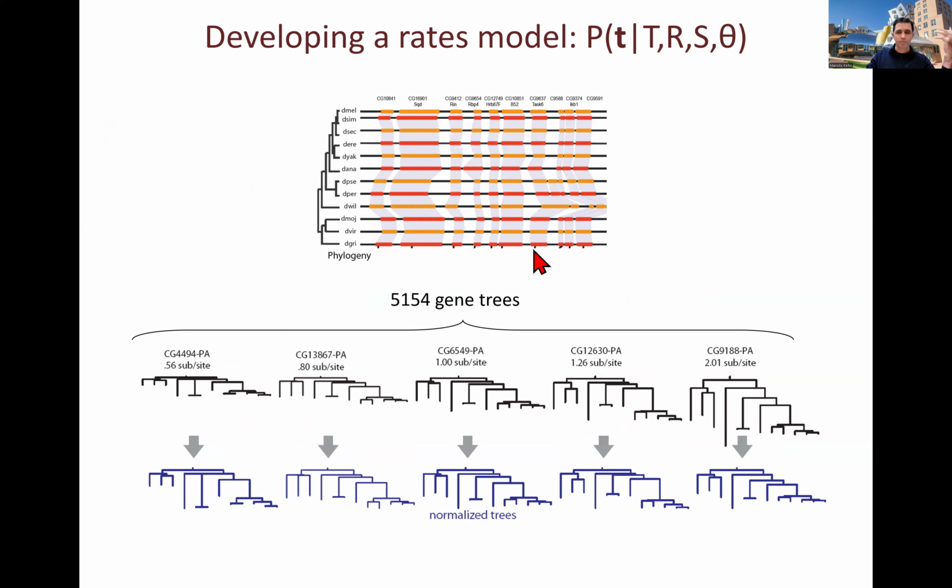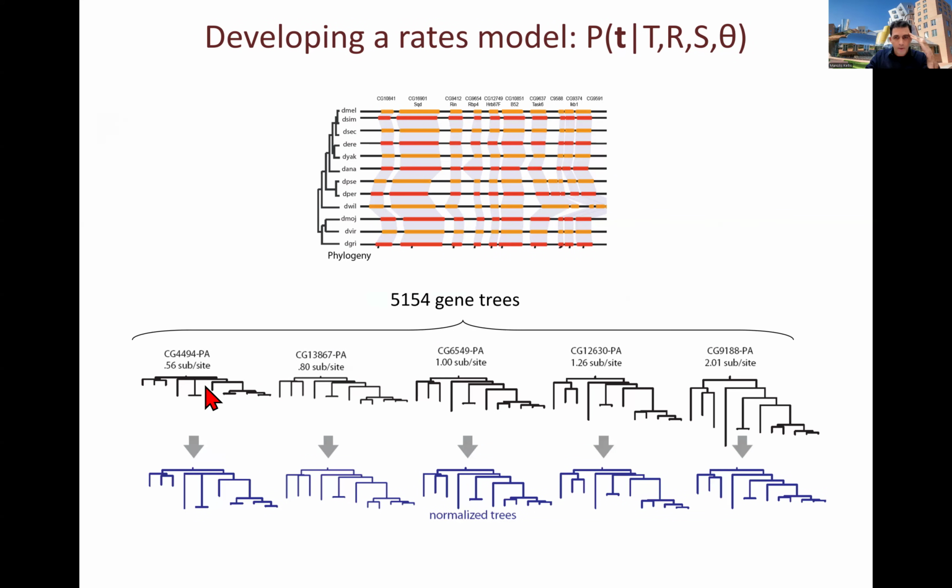And this is something that my student, Matt Rasmussen, and I developed, a few lifetimes ago. So we wanted to develop a rates model that basically said, what is the probability of a given tree given, number 1, the topology, number 2, the reconciliation, and number 3, some parameters that are representing the evolutionary rate of that gene, okay?